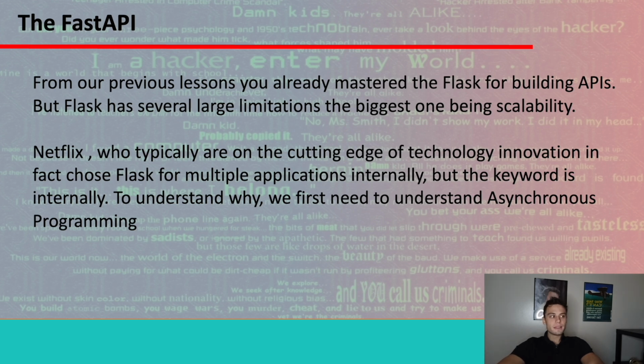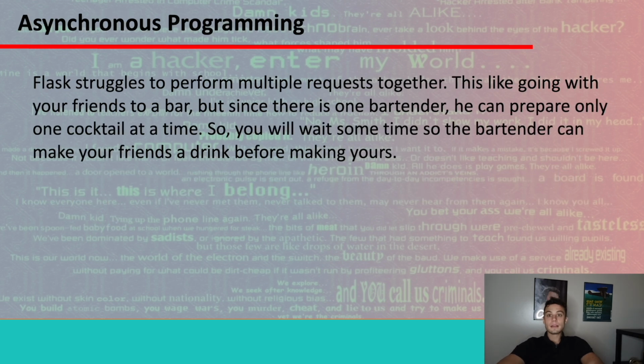Well, to understand that, first we need to talk about what asynchronous programming is. Now, the big problem of Flask is that Flask struggles to perform multiple requests together. This is like if you imagine you're going with your friends to a bar and there is only one bartender, but you all have orders for that bartender. Well, obviously, there is a high chance that you are going to wait quite a lot until your friends are served, and then you might be able to receive your drinks, right? So this will definitely increase the time.